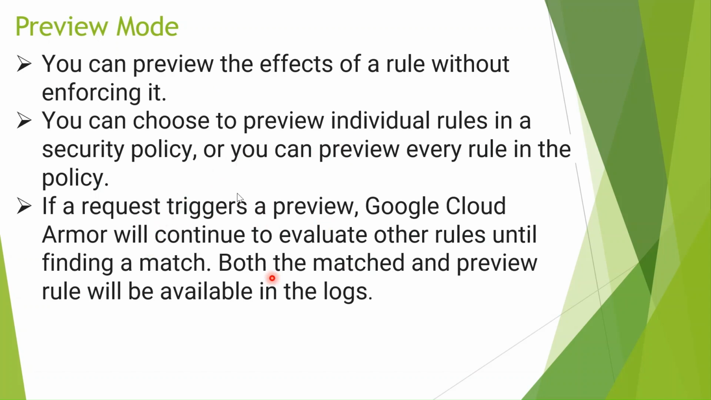If a request triggers a preview rule, Google Cloud will still continue to evaluate other rules until it finds a match, but logs will be available for both the matched rule and the preview rule. Suppose you have two rules, one in which you have denied the traffic, and another in which it is allowed. If the request matches both the allow and deny rules, you can check the logs for both of the rules, and preview will show what will happen if this rule is matched.